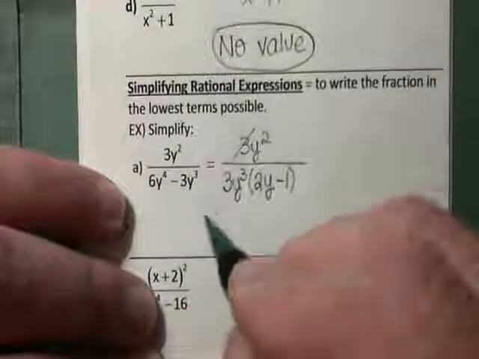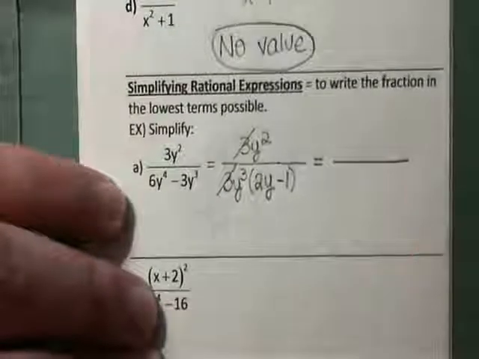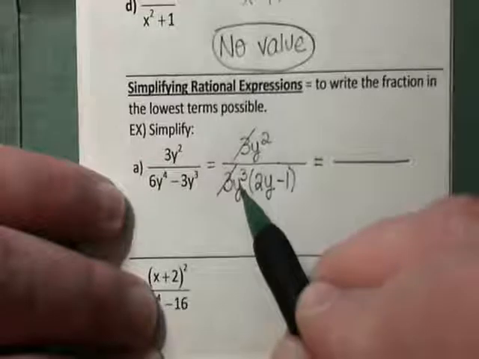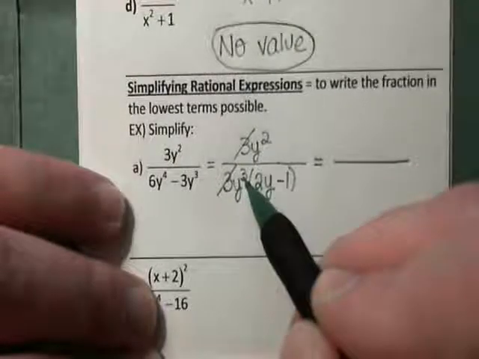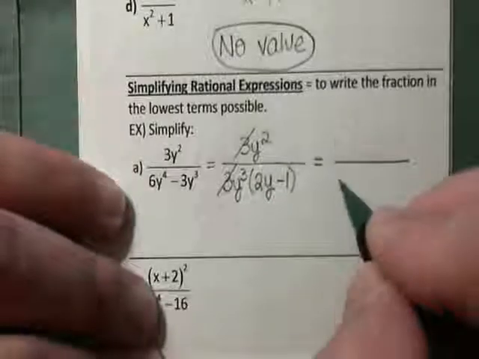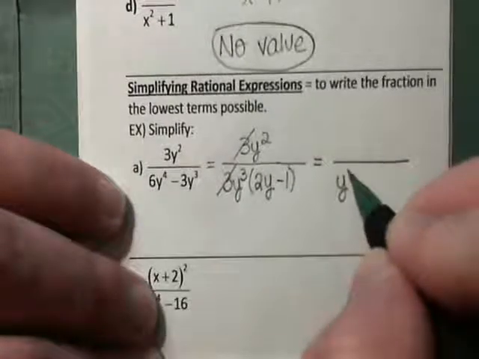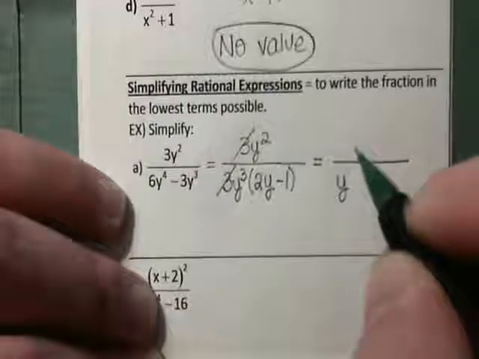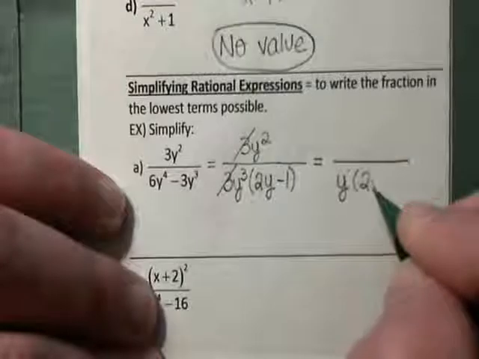And now the 3 goes away. Because I have a y cubed and y squared on top, the biggest exponent is on the bottom. That means the y stays in the bottom. And 3 minus 2 is a 1. I don't have to write the 1, but if you do, that's okay. And I have 2y minus 1.